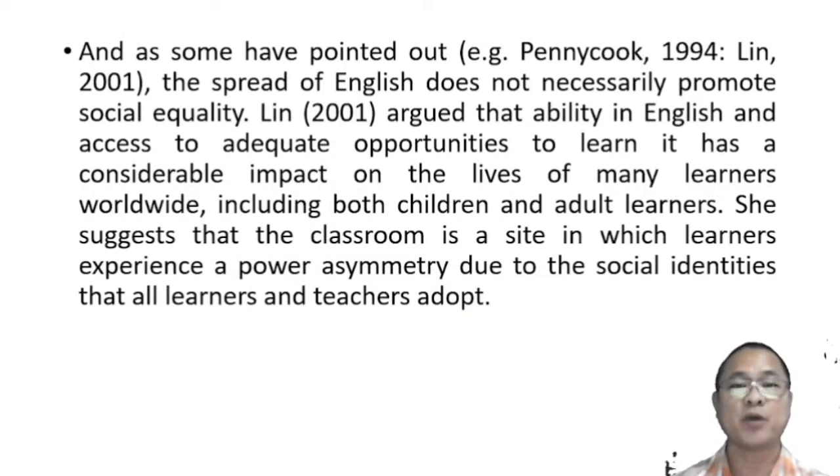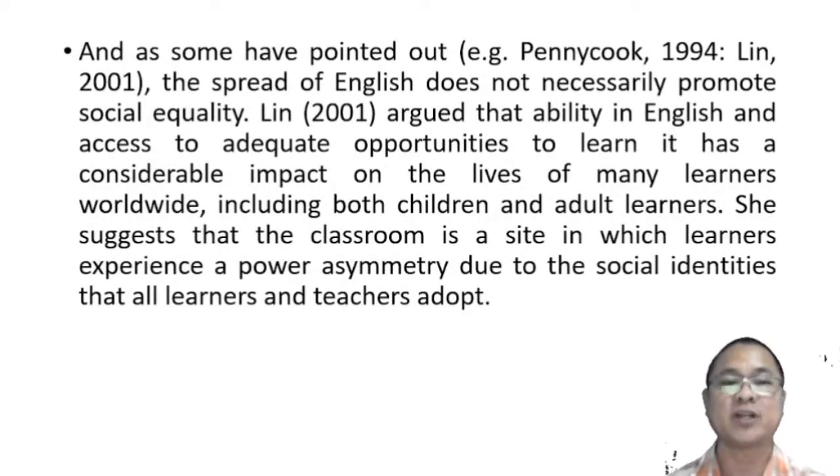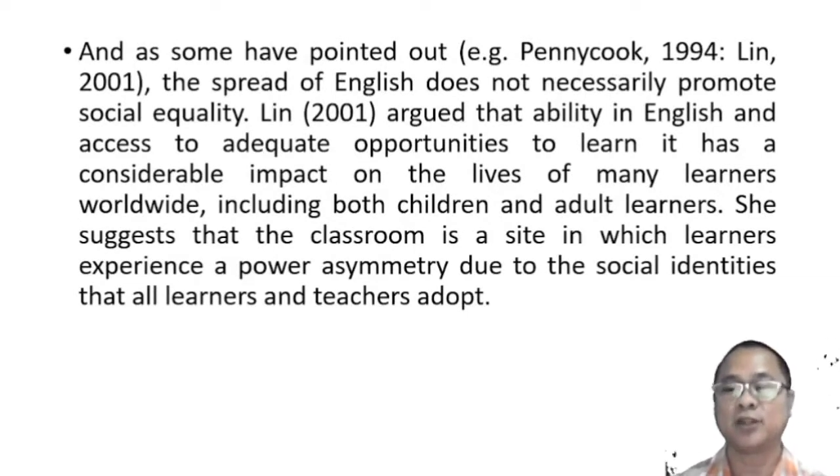And as some have pointed out, the spread of English does not necessarily promote social equality. Lean 2001 argued that ability in English and access to adequate opportunities to learn it has a considerable impact on the lives of many learners worldwide, including both children and adult learners. She suggests that the classroom is a site in which learners experience a power asymmetry due to the social identities that all learners and teachers adopt.